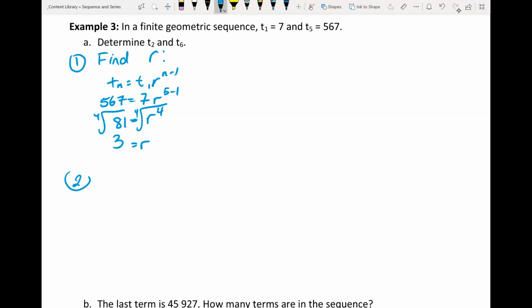Now it's pretty easy to find T2 and T6. So T2 is going to be the first term multiplied by R, so that's 21. Then to find T6, I'm going to take T5 and multiply it by R. And those are our two terms. T2 is 21 and T6 is 1,701.